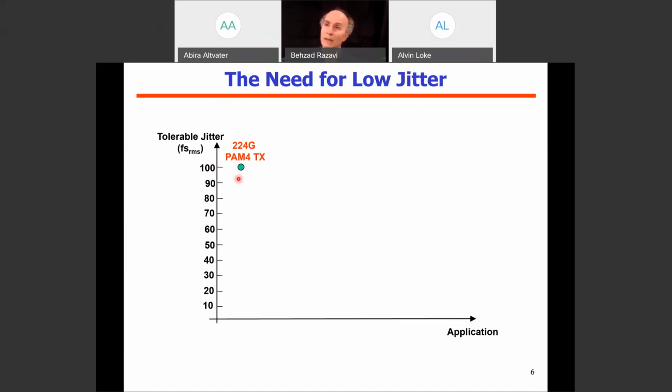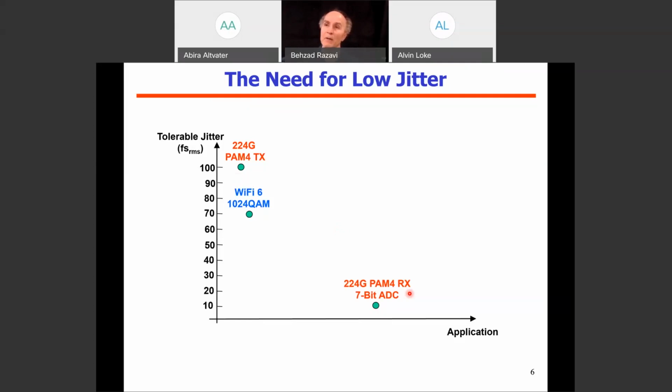On the receive side, we are using a 7-bit ADC to digitize this PAM4 signal. And for that ADC to not degrade its SNR due to clock jitter, the clock jitter has to be less than 10 femtoseconds. In the wireless domain, as we just saw, for Wi-Fi 6 with 1024 QAM, we need a jitter on the order of 70 femtoseconds RMS.